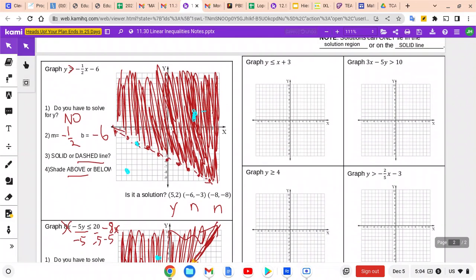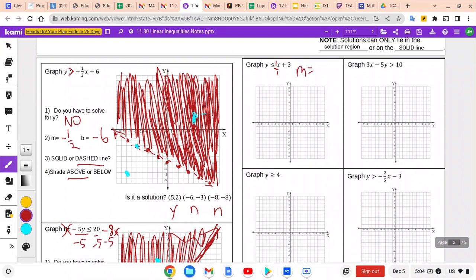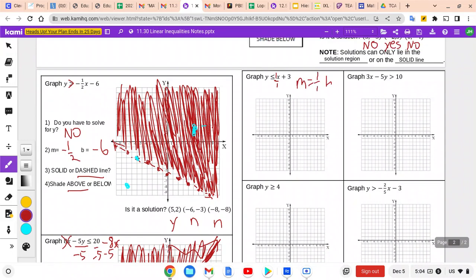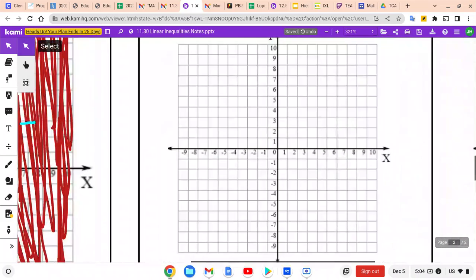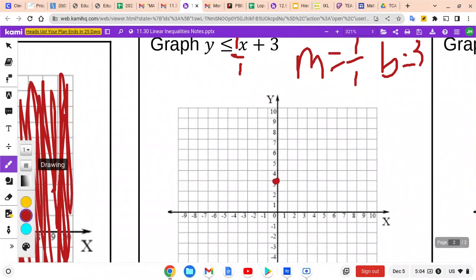Then there's some other examples over here. I'll go through them fairly quickly. There's an invisible 1 over an invisible 1, so that's 1 over 1. And then b is +3. It's kind of hard to see, let me try to zoom in here. The grid is so small. So you come over here to 3, and it's up 1 over 1, up 1 over 1, and you could just keep going. Or down, -1 over -1. But you get the gist, and it's a solid line.